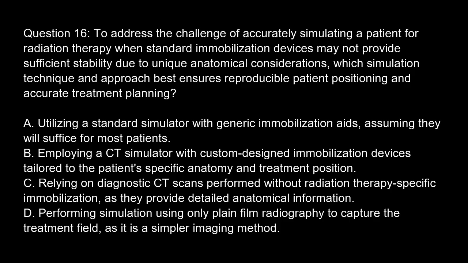Option B. Employing a CT simulator with custom-designed immobilization devices tailored to the patient's specific anatomy and treatment position. Option C. Relying on diagnostic CT scans performed without radiation therapy-specific immobilization, as they provide detailed anatomical information. Option D. Performing simulation using only plain film radiography to capture the treatment field, as it is a simpler imaging method.